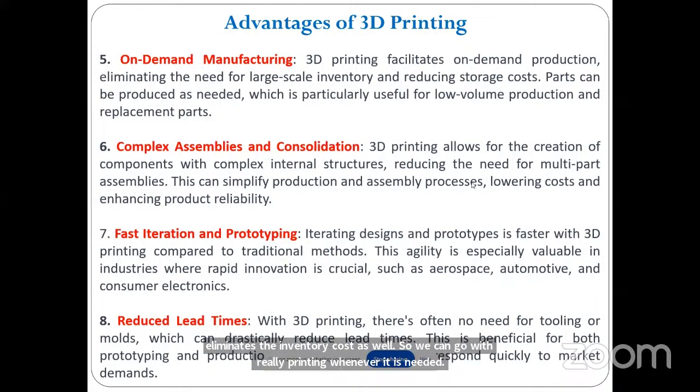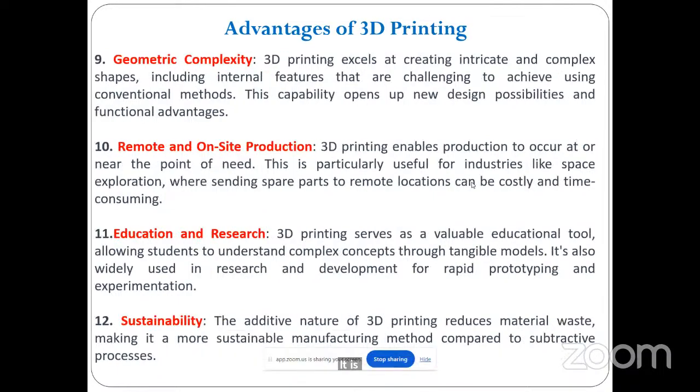The complex assemblies and the consolidation, this is another main advantage. With consolidation, we can reduce the number of components. For example, if a particular engine has approximately 300 components, we can make it into 8 or 10 components by using this consolidation process. Fast iteration and prototyping is possible. Reduced lead time, that's also an important advantage. And any complex structure can be 3D printed. Remote and on-site production, this is also an important need nowadays.